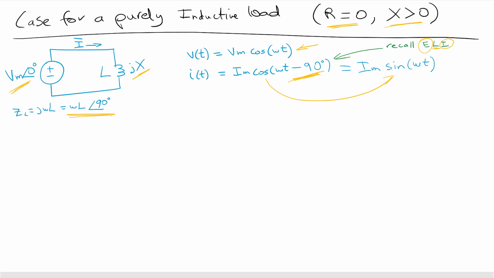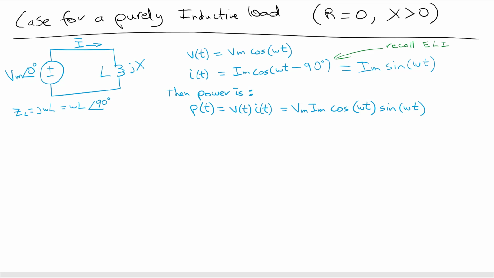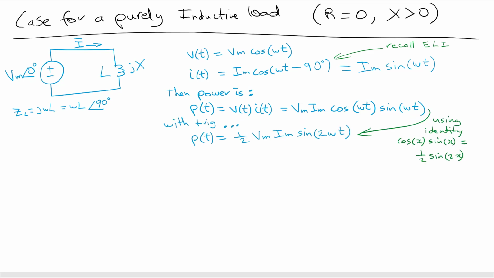So what does this mean for the power? So the power is, again, same as always. It's voltage times current, and then we get a result of Vm times Im times cos omega t for the voltage part, and sine omega t for the current part. Okay, and then if we use some trigonometry, using cos x times sine x, we get 1/2 sine 2x. So then for our power waveform, we have a 1/2 Vm times Im times the sine of 2 omega t, and what's interesting about this expression is, again, as how we saw for the resistive part, the frequency has doubled.